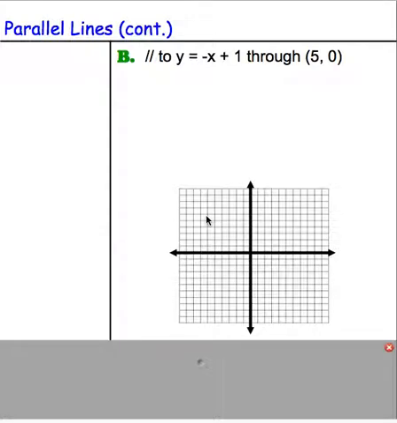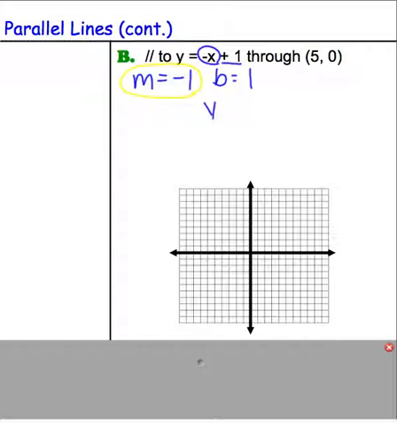First thing we need to do is find our slope and our y-intercept. I see that it says here negative x, so I know my slope is -1, and we have a +1, so my y-intercept is +1. With that being said, I know that this m equals -1 is going to be my new slope. So I'm going to go ahead and write my point-slope form.